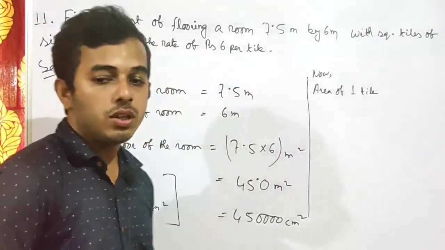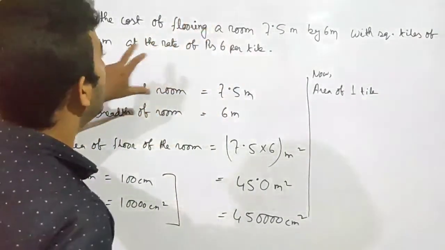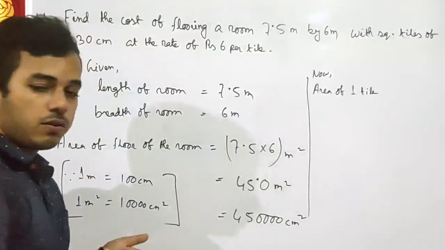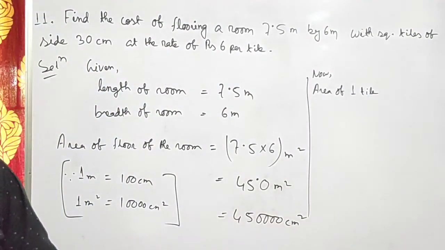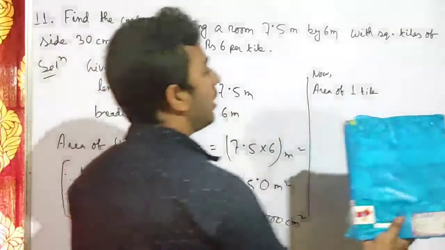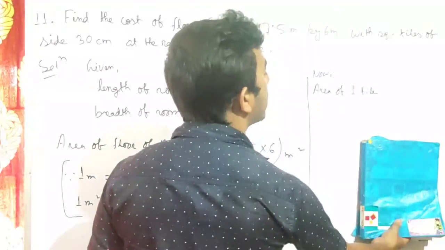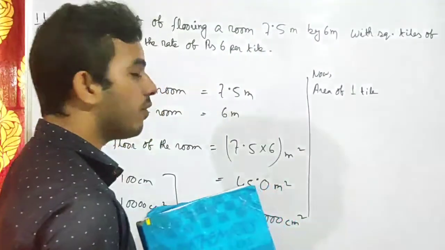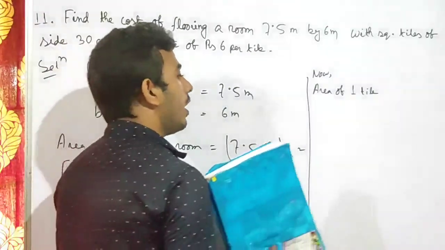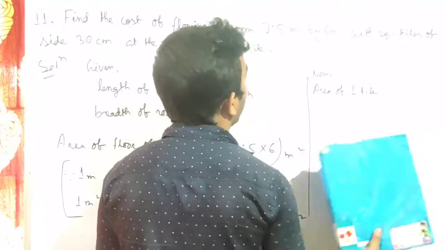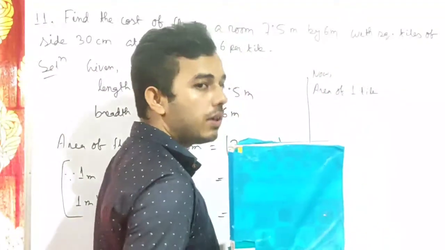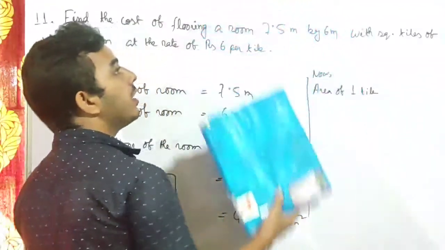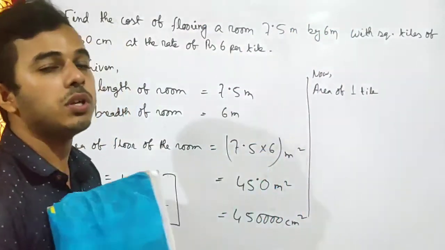For example, look. This board is our floor, and consider this book is one tile. Its side is how much? 30 centimeter, and its total area is how much? 45,000 centimeter square. Now if I find the area of this tile and then divide, we can easily find out how many tiles we required, right?